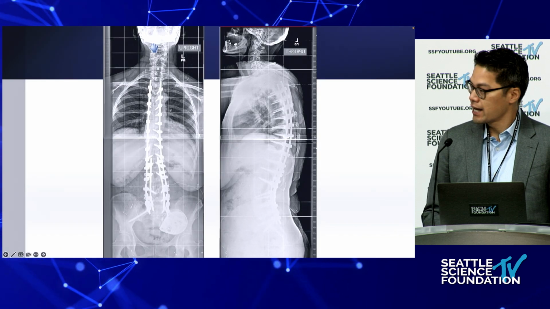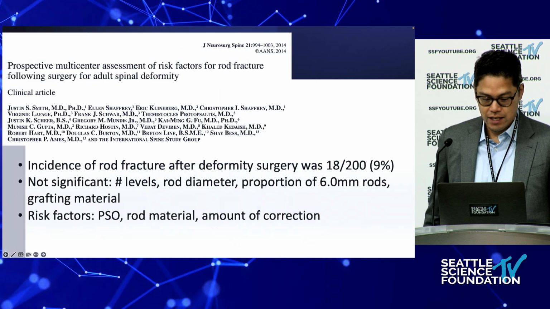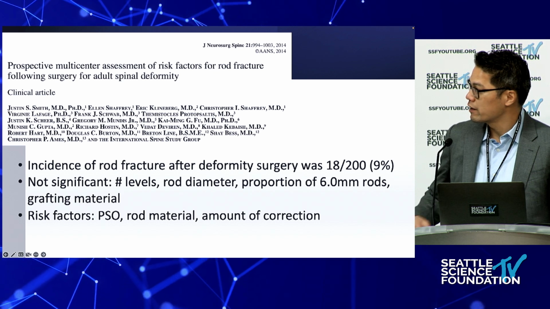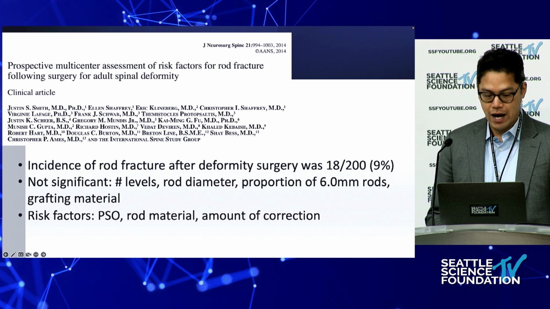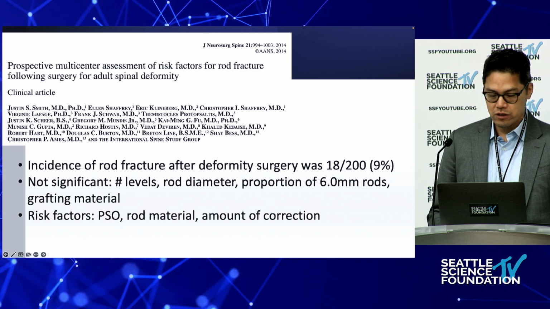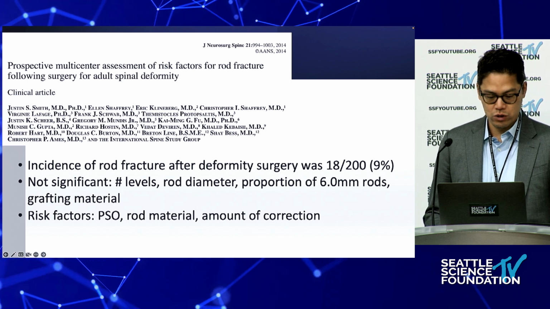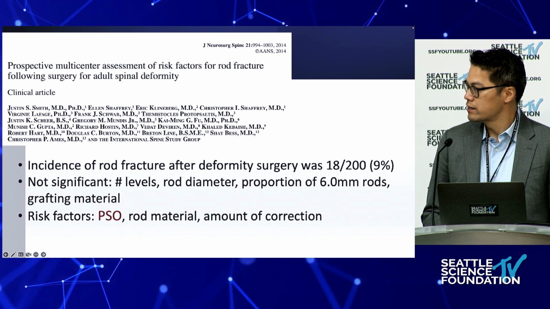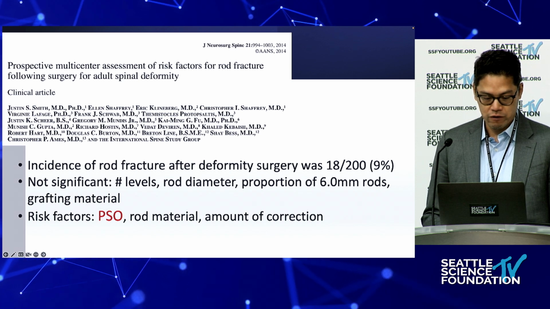So we take the patient back and add more rods. The ISSG studied this at the risk factors for rod failure and found that the incidence of rod fracture after deformity was about 9%. So non-significant factors were the number of levels, the rod diameter, the proportion of 6.0 millimeter rods, and the grafting material. But the significant risk factors were whether you performed the PSO, the rod material, and the amount of correction. And then in their multivariate analysis, they found that the PSO was the most important factor.